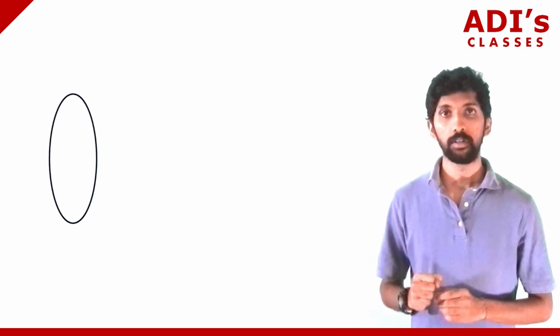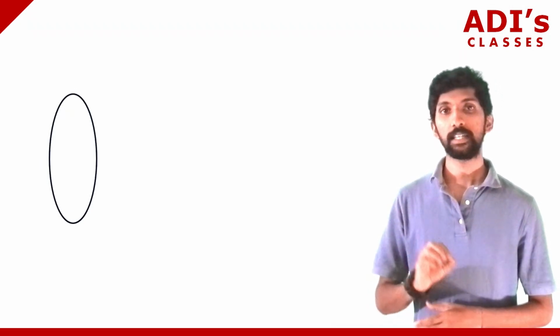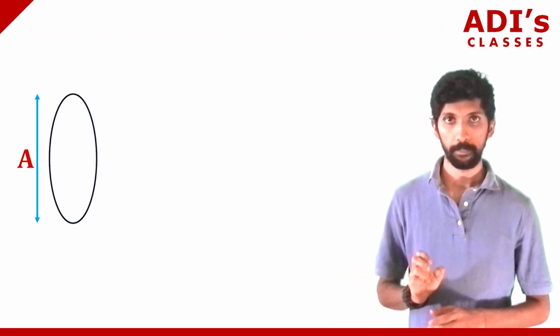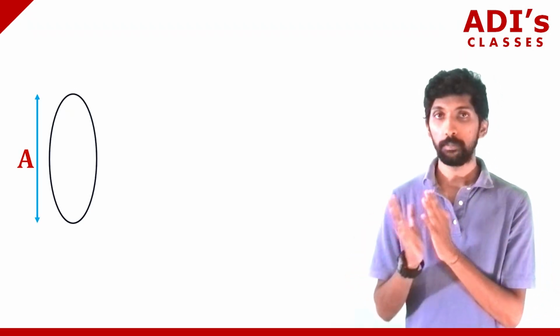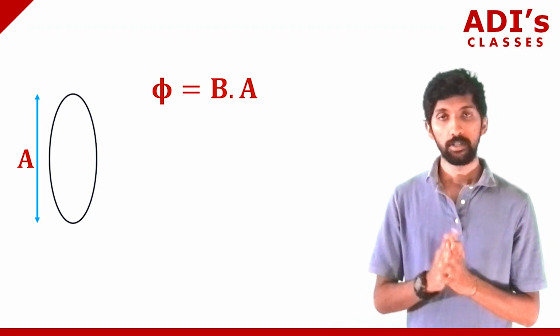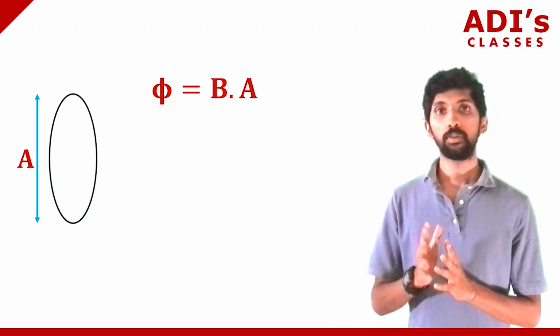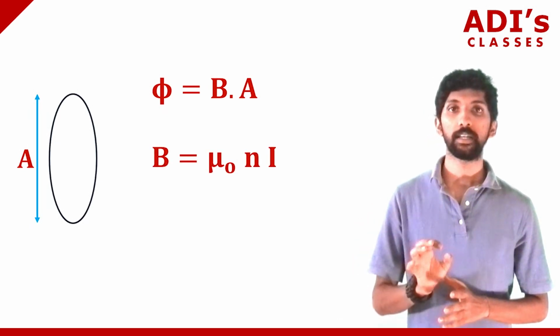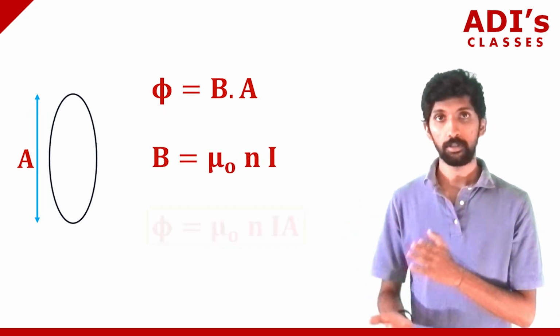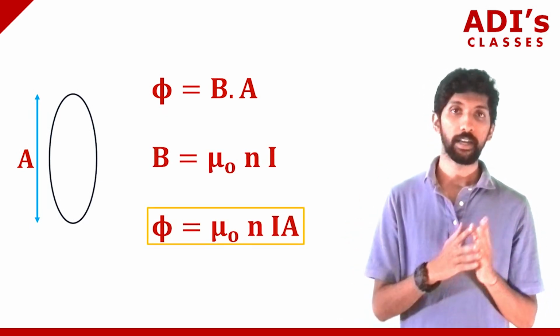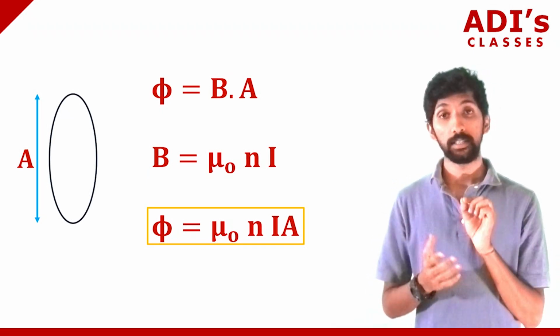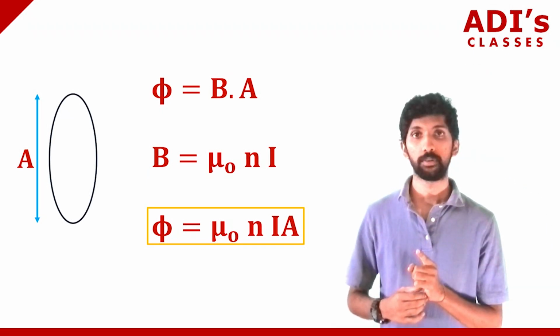So consider one loop. For this one loop, let's say the area is A. Then we have the flux to be B into A, correct? So that's basically φ. So φ = BA. B is equal to μ₀ni, so we have φ = μ₀niA. Now this is the flux for one loop.